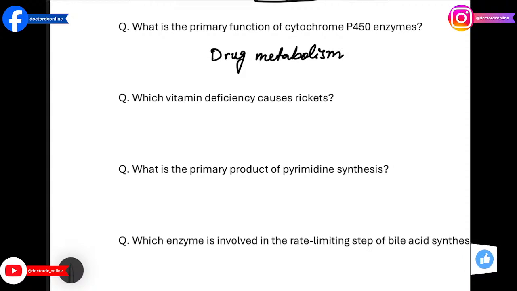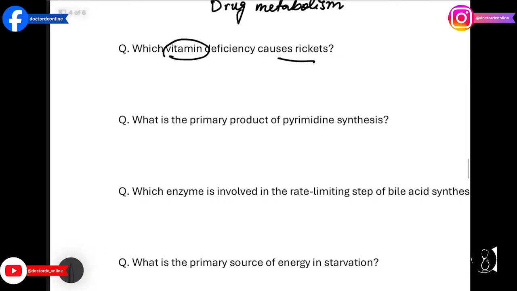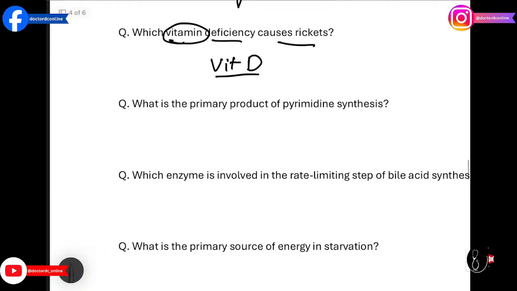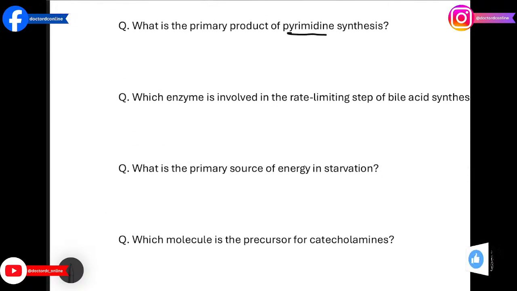detoxification. The next question is, which vitamin deficiency causes rickets? And the answer is vitamin D. It impairs calcium absorption, leading to defective bone mineralization. The next question is, what is the primary product of pyrimidine synthesis? And the answer is UMP, uridine monophosphate. It is the precursor for RNA and DNA nucleotides.